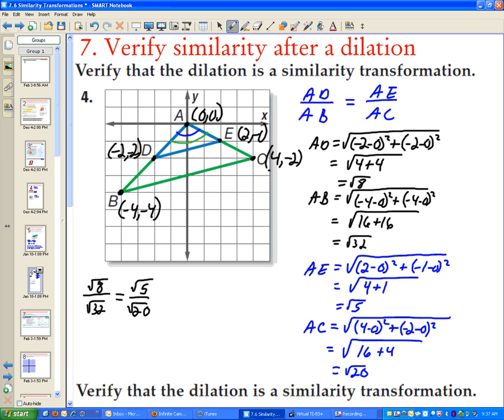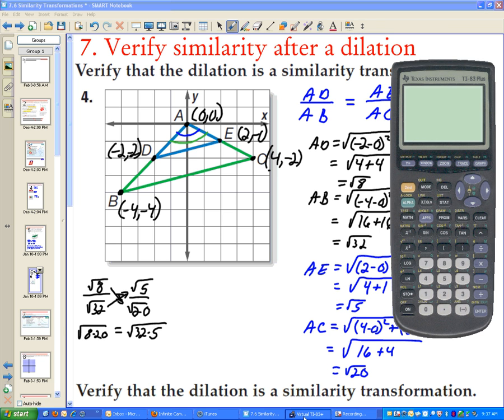How do I know? Well, do cross products. I don't know if you know this about radicals, but you can multiply two square roots together by keeping the square root sign and multiplying the radicand. The radicand is the number under the square root. So if I multiply square root of 8 times square root of 20, that's the square root of whatever 8 times 20 is. And if I multiply the square root of 32 times the square root of 5, that's the square root of whatever 32 times 5 is. So those better be equal.